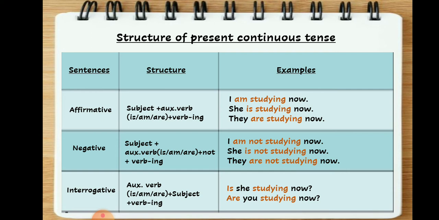Negative structure is subject plus auxiliary verb plus not plus the ing form of verb. I am not studying now, she is not studying, they are not studying. And at last we have interrogative. Auxiliary verb sits at first, then the subject followed by the ing form of verb. Is she studying now? Are you studying now?